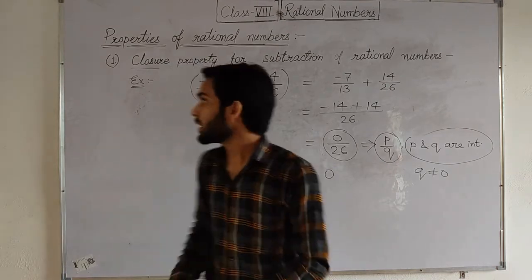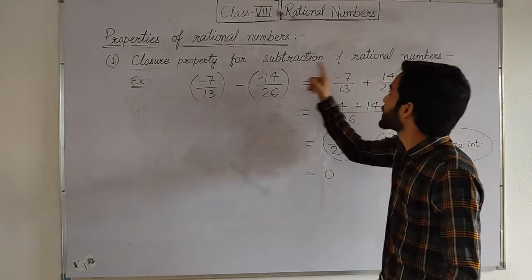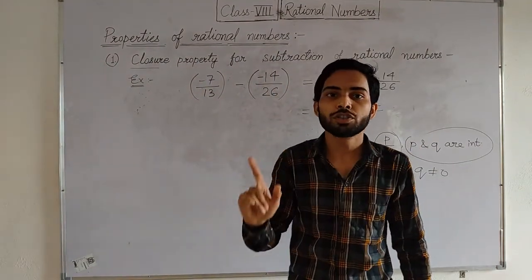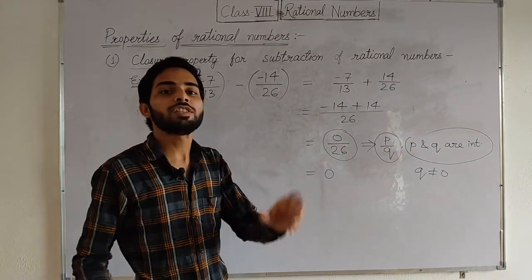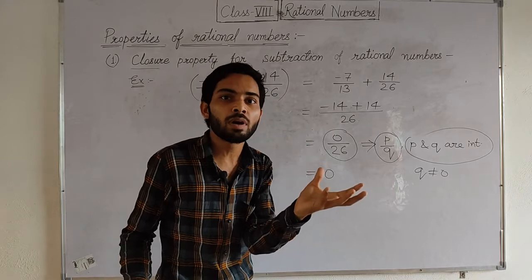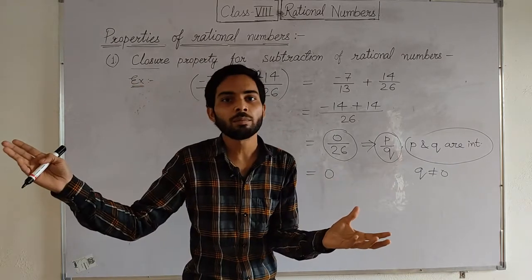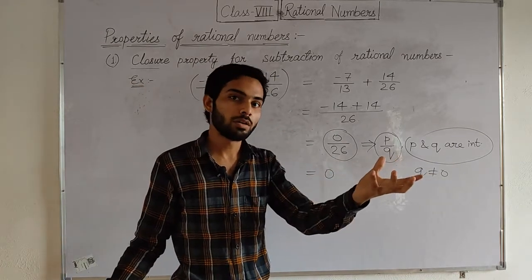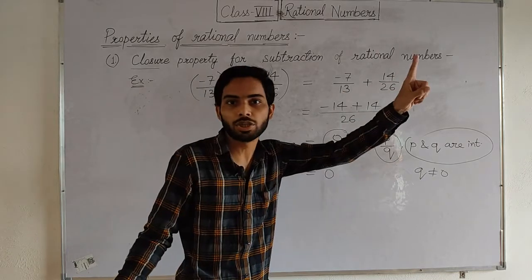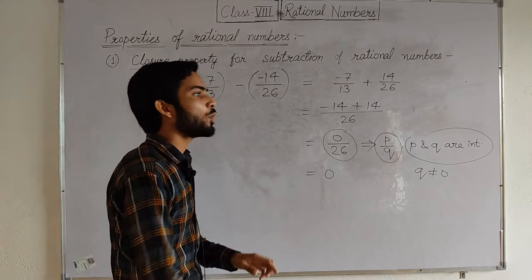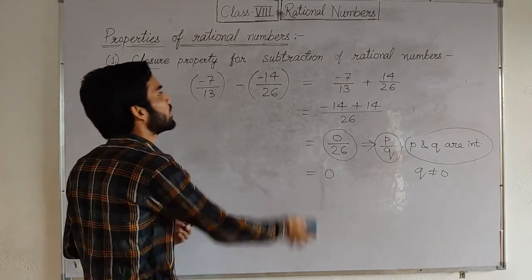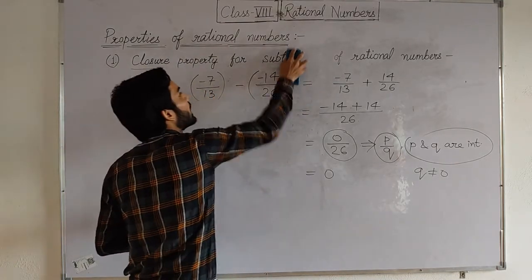So what is the closure property for subtraction of rational numbers? The closure property for subtraction of rational numbers says that when we subtract any rational number from any other rational number, we always get a rational number, just as in the case of addition. Okay, now look at the closure property for multiplication of rational numbers. We are taking multiplication.